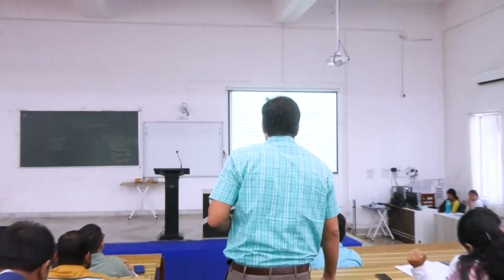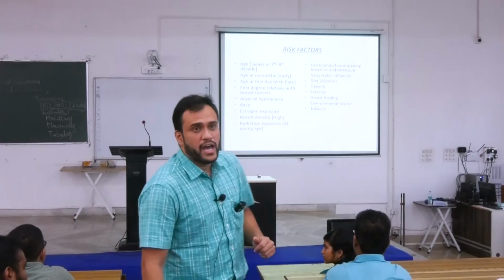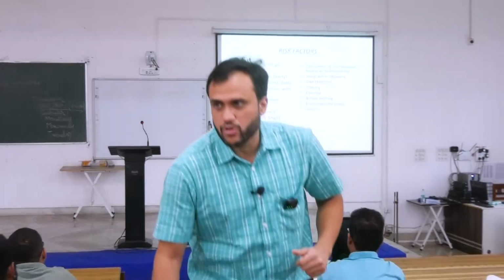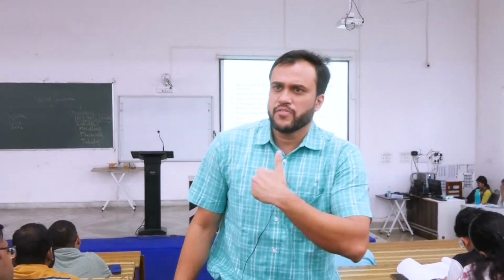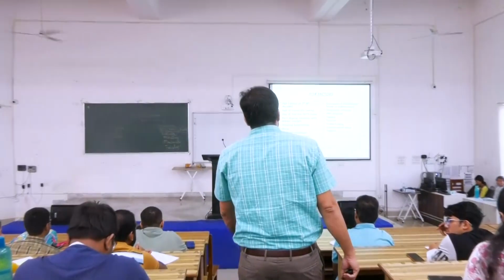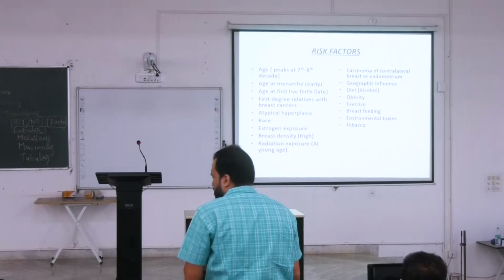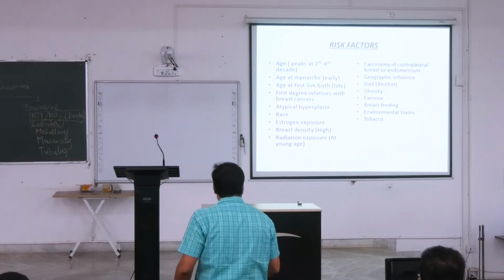Okay, radiation exposure, especially if it occurs at a very young age. Why could a woman undergo radiation exposure? For example, radiation exposure to the chest in case of Hodgkin's lymphoma. If you receive radiation exposure, it can predispose to malignancy. Carcinoma of the contralateral breast or endometrium. Geographic influence, not explaining much. It depends on which country you belong to.